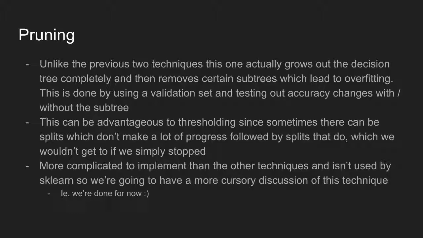And sometimes you can have good splits which are locked away behind seemingly bad ones, so it can be advantageous to do that. But a downside is that it's more complicated than the others. If you look at the scikit-learn decision tree, they don't actually implement this. They just implement the other 2 techniques that we discussed, impurity thresholding and depth thresholding. So we're going to keep the discussion of this technique somewhat cursory, but I just wanted you to be aware that it exists and is another way that we can prevent overfitting.